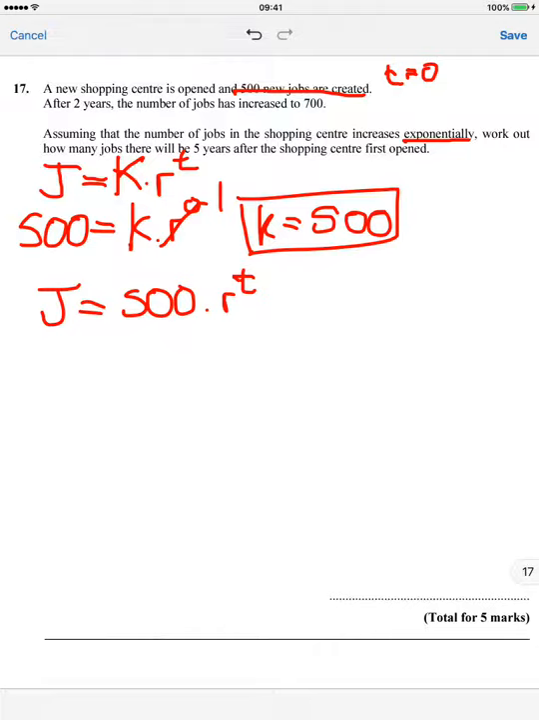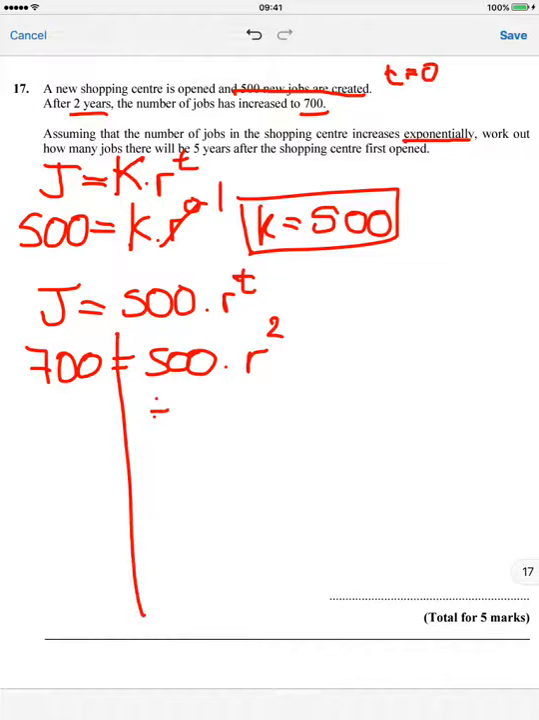The second bit of information says that when t is 2, the number of jobs is 700. So we know that 700 equals 500 multiplied by some unknown rate of change, but it's to the power of 2 now, it's squared. So we can use this as an equation and solve it.